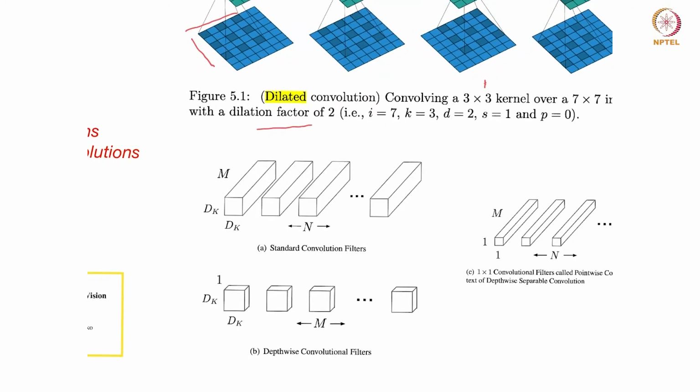So if you look at a standard convolution filter, D subscript K by D subscript K cross M. So where does this M come from? And there are N such filters. So each of them is a filter. Now you might be wondering where that comes from.